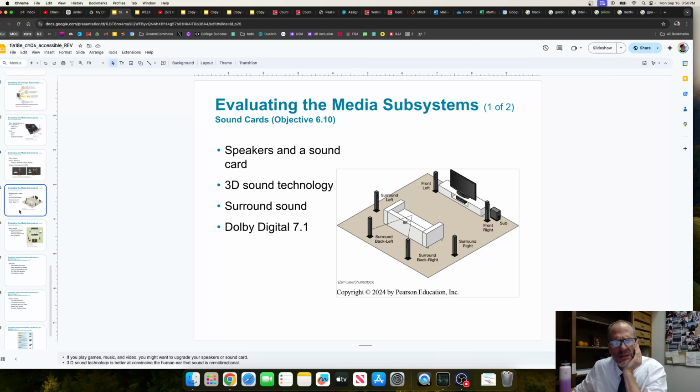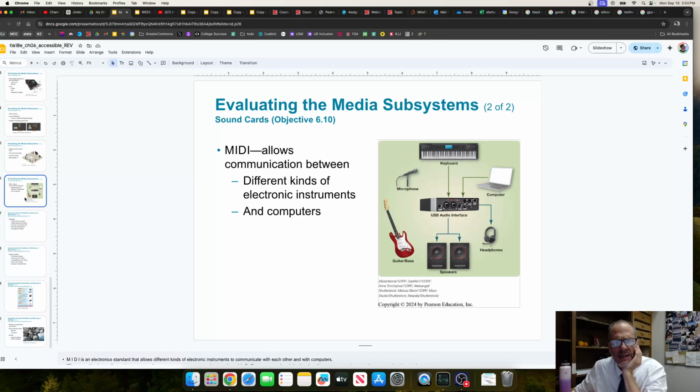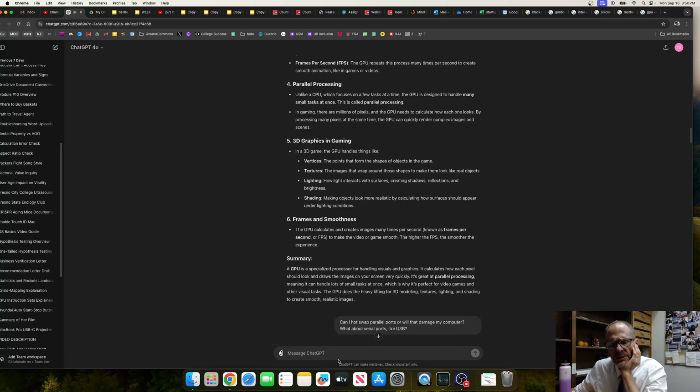And then we have speakers and sound, and you could really optimize your sound, surround yourself with speakers to make it sound beautiful. And MIDI, and I'm not sure if MIDI is still relevant. That kind of surprised me, the book was talking about it. Is MIDI still relevant today? And if so, how?